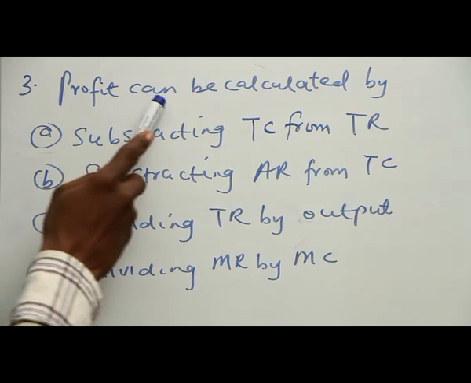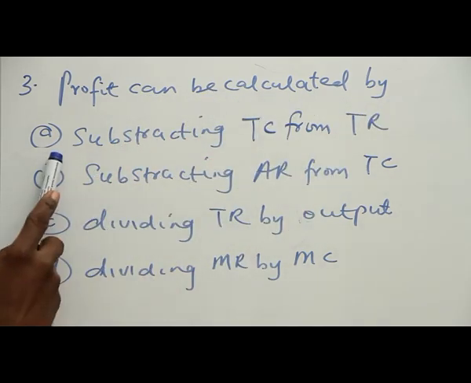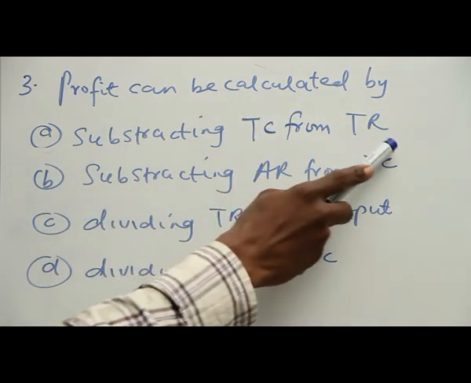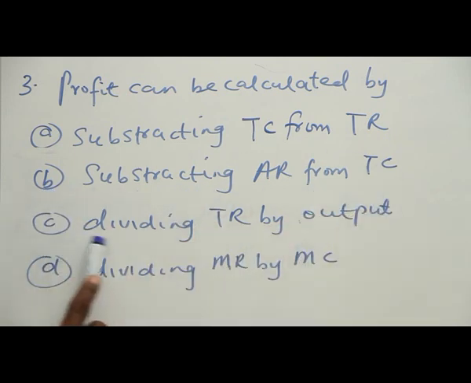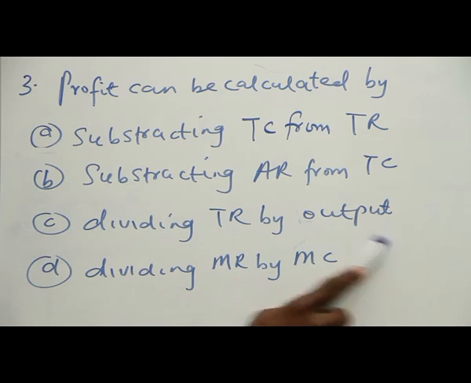Question 3. Profit can be calculated by A, subtracting TC from TR; B, subtracting AR from TC; C, dividing TR by output; D, dividing MR by MC. The right answer is A, subtracting TC, total cost, from TR, total revenue.